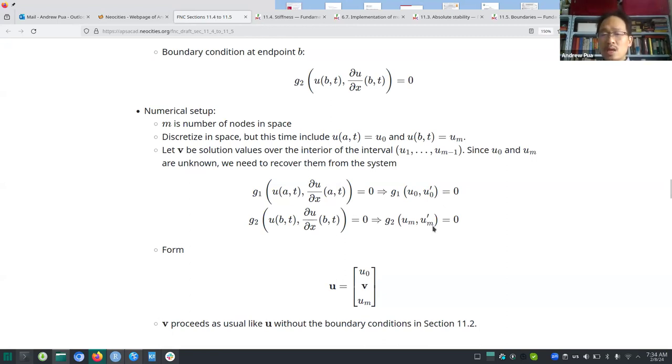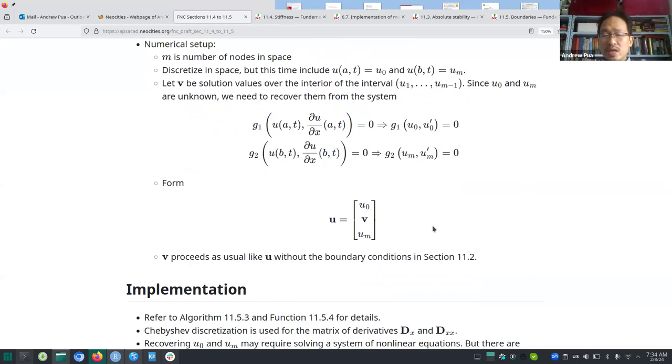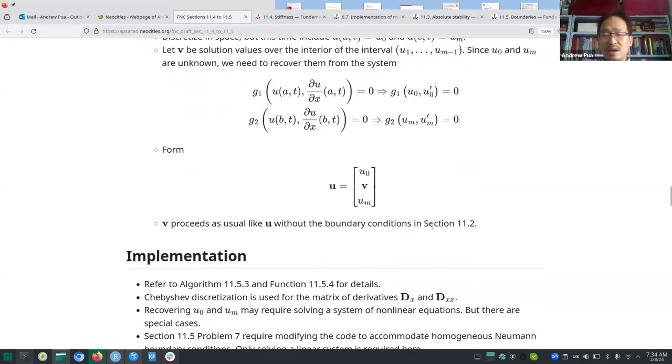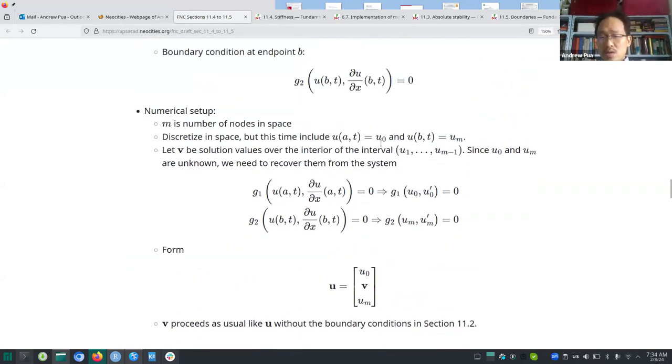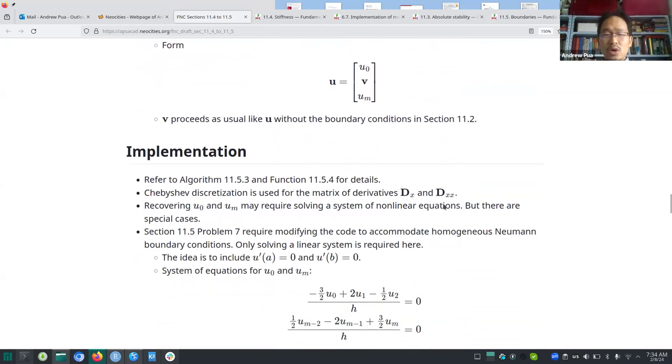Okay, so how do we do the implementation for this? u_0 and u_m are unknown. So basically you don't know what these values are. You have to recover them along with the interior points, u_1 up to u_{m-1}, for the solutions. No? The solution evaluated at the interior points. And then you also have to take into account that you took a derivative, so you have to replace these with finite differences at some point. So that's the idea.